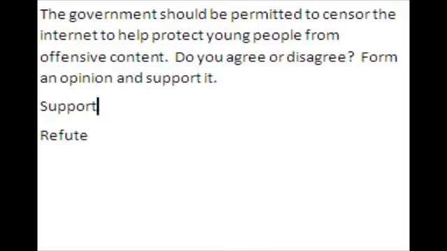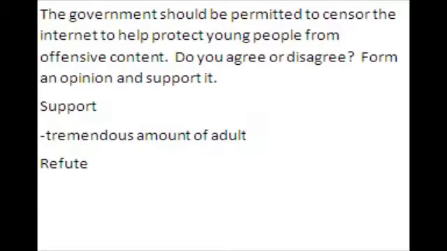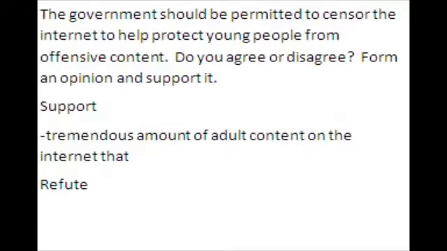So firstly, to support the idea that the government should be permitted to censor the internet, one thing might be that the internet has a lot of adult content on it, and this type of content could, I think in most people's opinions, be harmful to children, to be harmful to young people. So we might make the argument that there's a tremendous amount of adult content on the internet, and that this is widely available to children. So that is one idea that supports the thought that the government should be able to control what people see on the internet.